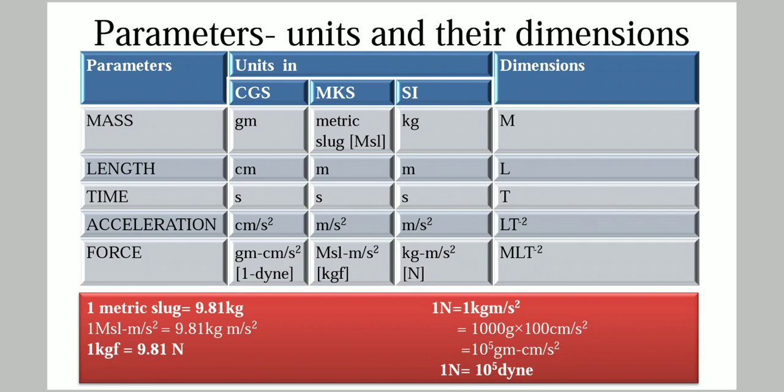And for length, CGS unit is centimeter. And in MKS and SI system, it is meters. Dimension of length is L. For time, CGS, MKS and SI unit, all is seconds, and the dimension is T. For acceleration, in CGS system, it is centimeter per second square. For MKS system, it is meter per second square, and in SI system also, it is meter per second square. Dimension is LT power minus 2.